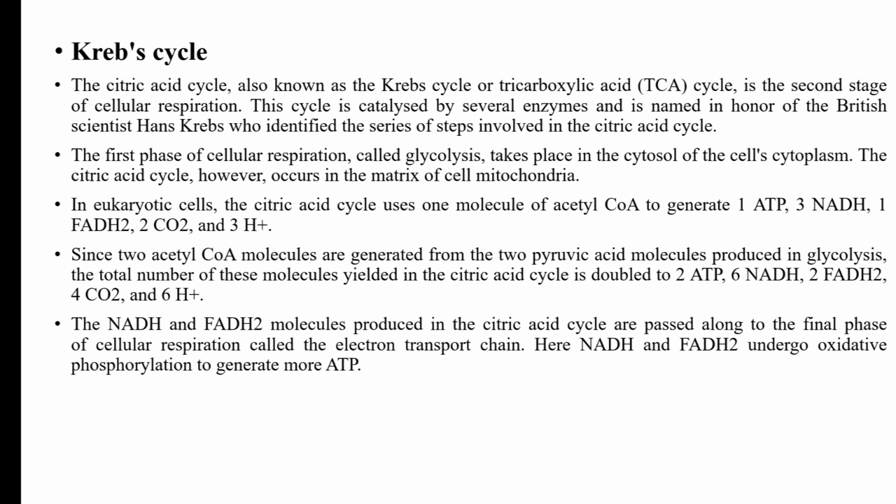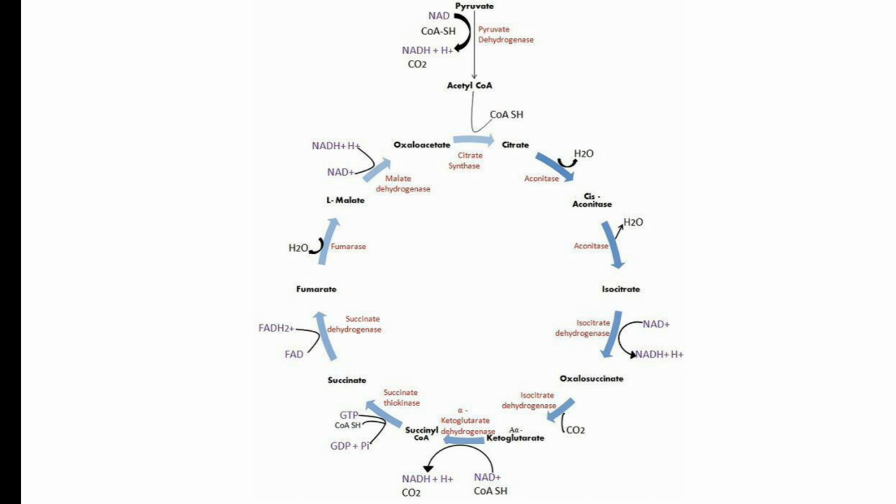Krebs cycle. Once pyruvate is produced in glycolysis, it enters the next stage, which is called the Krebs cycle. The series of reactions in the cycle was identified by a British scientist, Hans Krebs, and hence the name. The citric acid cycle, also known as the Krebs cycle or tricarboxylic acid (TCA) cycle, is the second stage of cellular respiration. The first phase of cellular respiration, called glycolysis, takes place in the cytosol of the cell's cytoplasm.